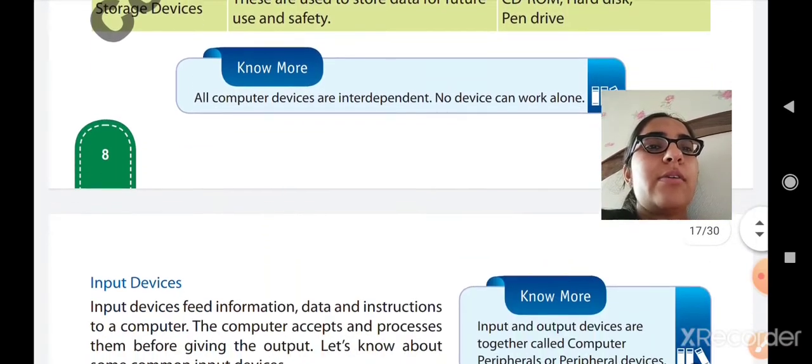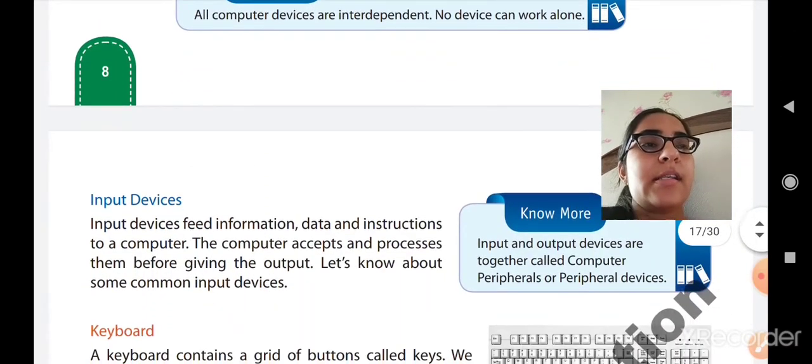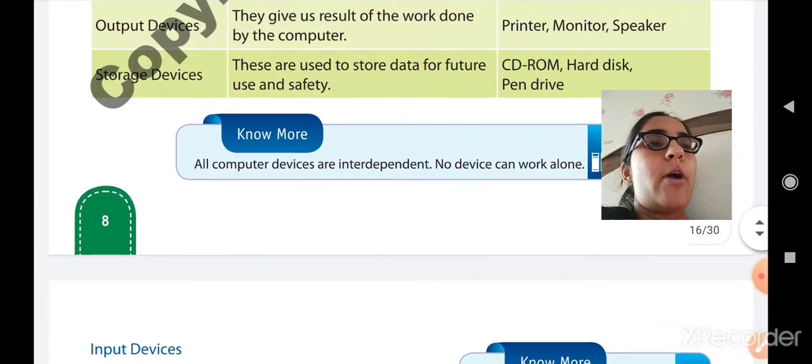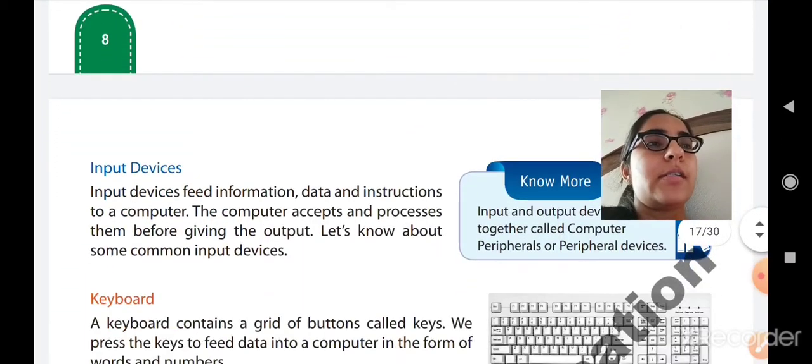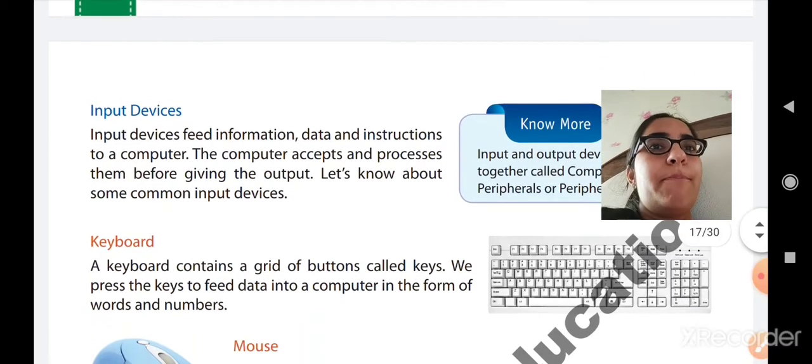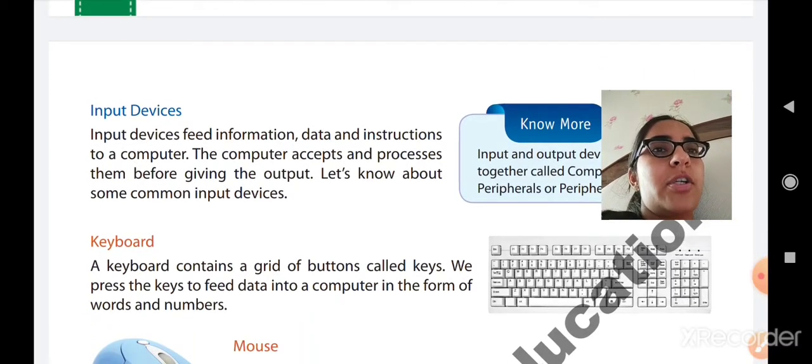Okay, so here we have studied about the hardware devices. Now we will go deeper into these hardware devices. First is input devices. Input devices feed the information, data and instructions to a computer. It means that the input is given by the user in the form of data, instructions or commands.